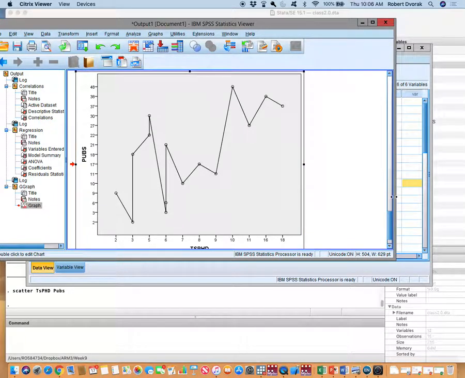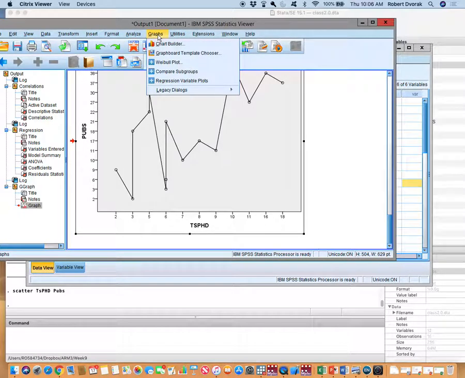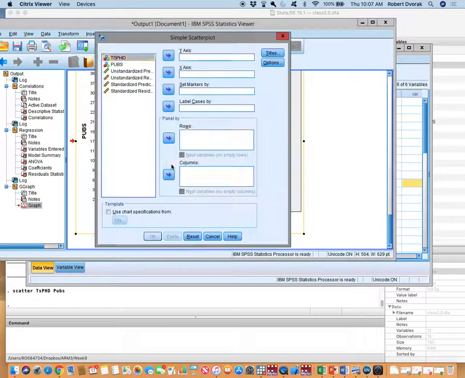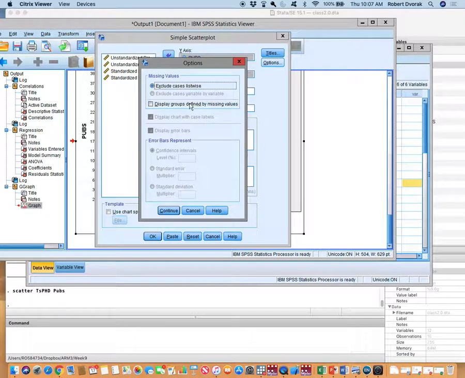What is the way to do this? Graphs. Graphs, Legacy Dialogs, and then it says Scatter/Dot. Legacy Dialogs, second to last, Scatter/Dot. Thank you. This is much easier. Y-axis is our publications. X-axis is time. And will it? No.